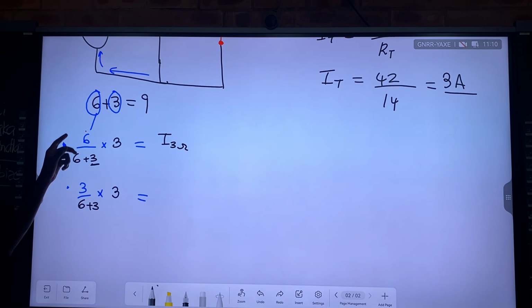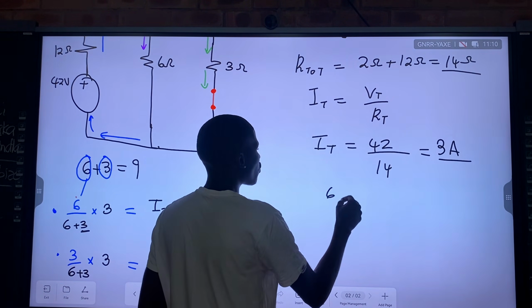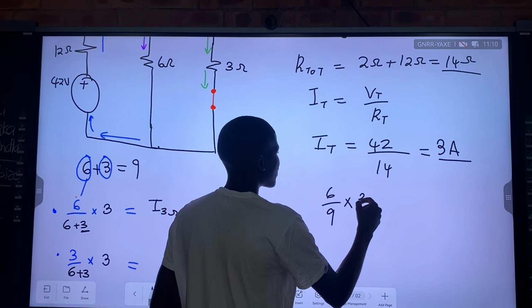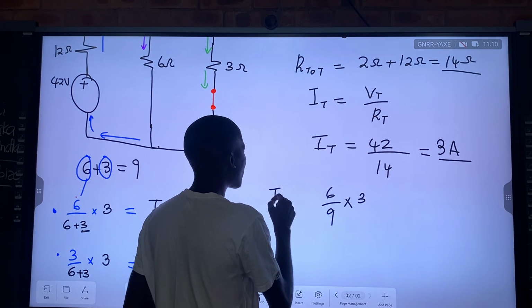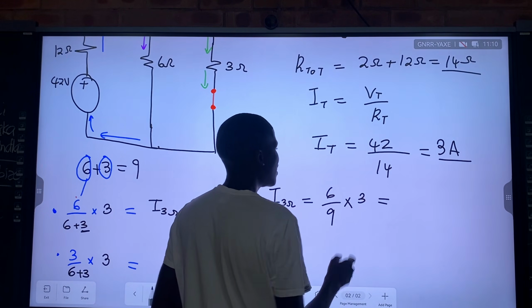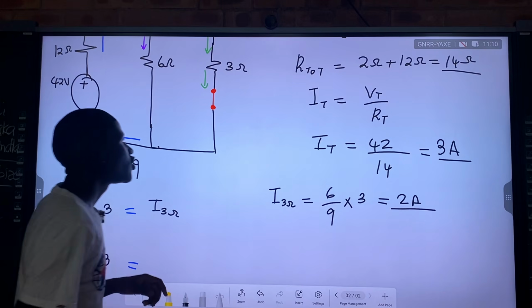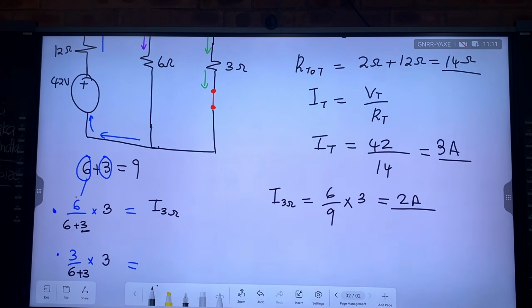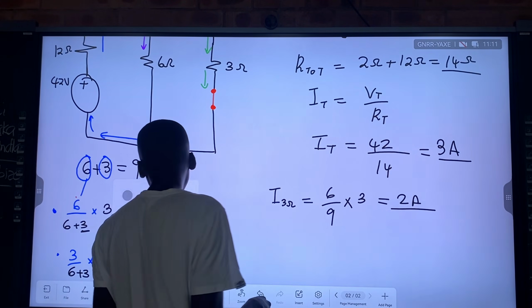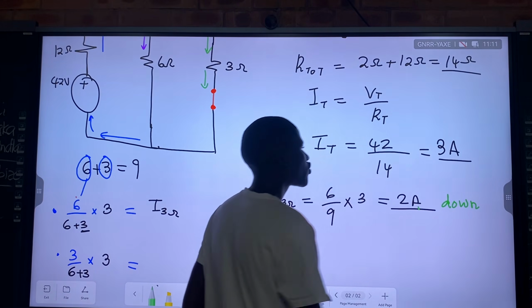In other words, we are going to say 6 over 9 will be the current going in here. So I'm going to say 6 over 9 multiplied by the total current of 3 amperes will give me the current through the 3 ohms resistor, which will give me 2 amperes. So 2 amperes is not the end, because you must say that this current is going down. Remember, we still want to find the net current. So this is the current going down.